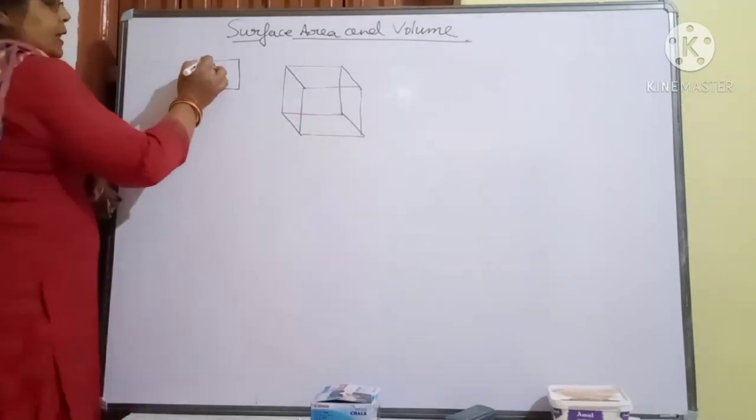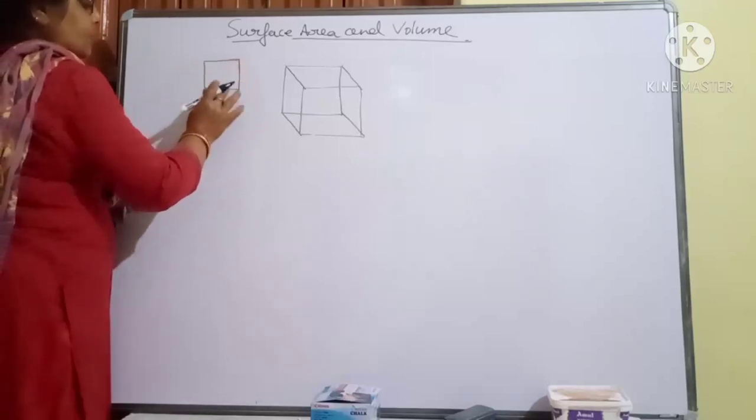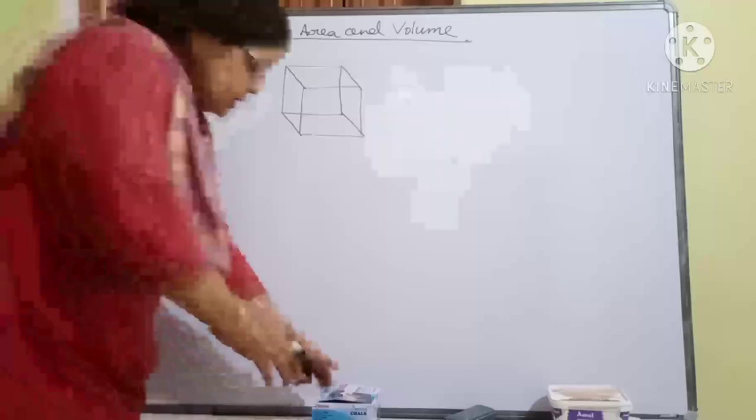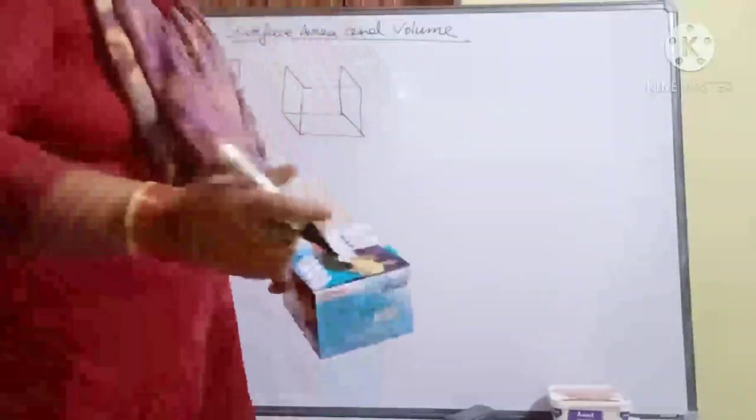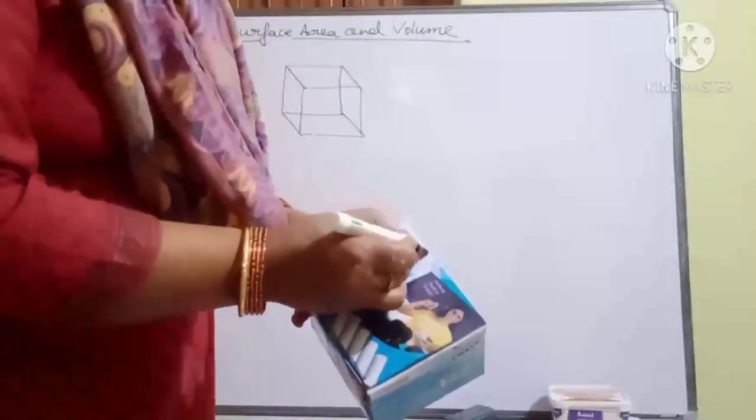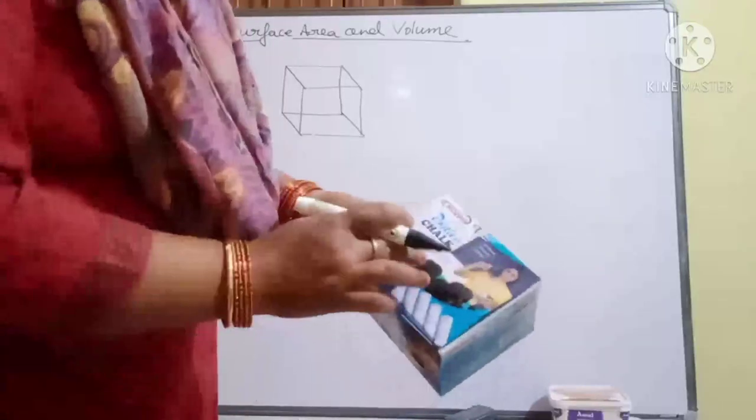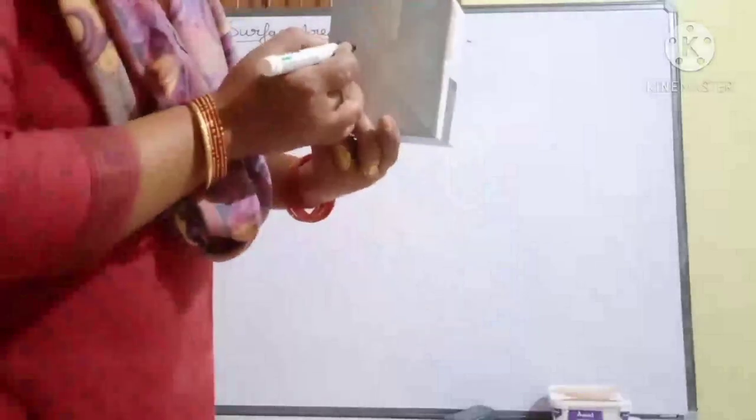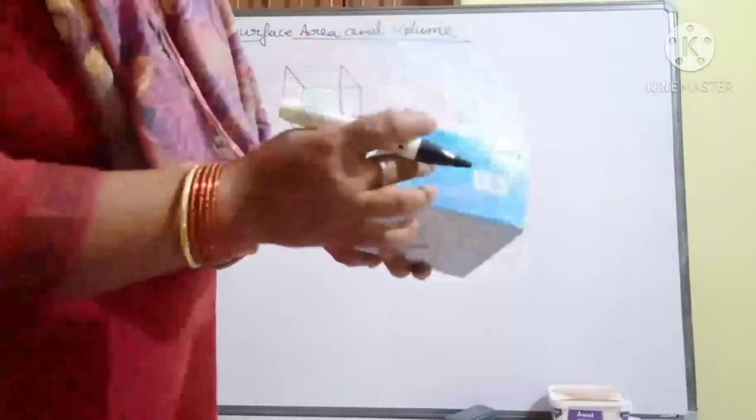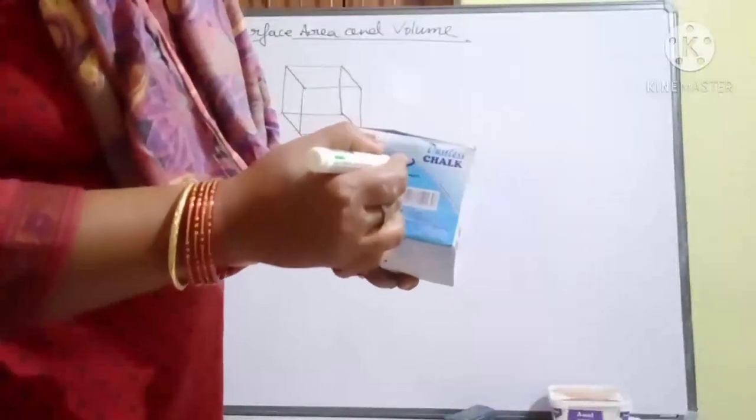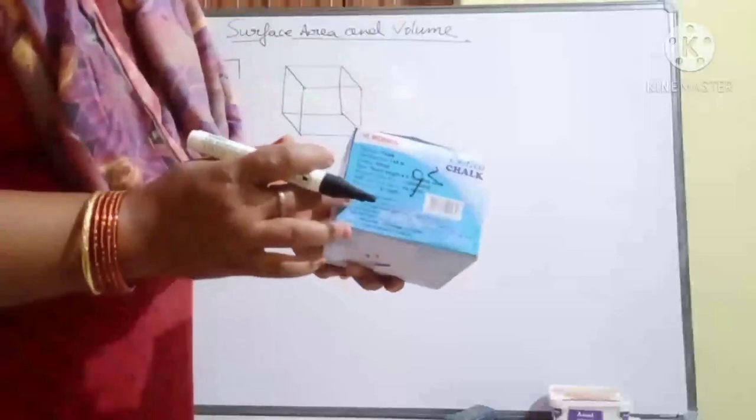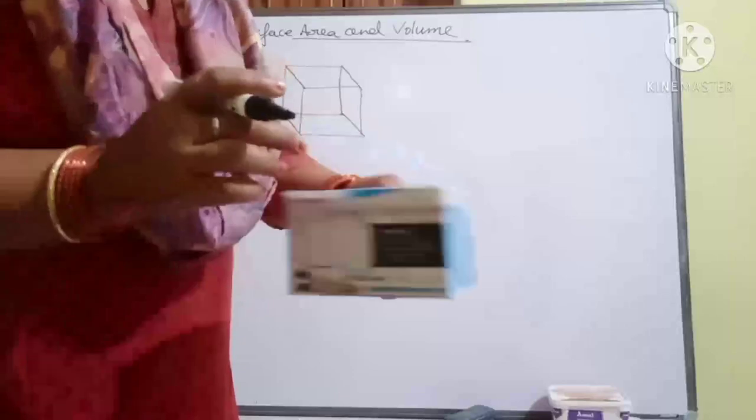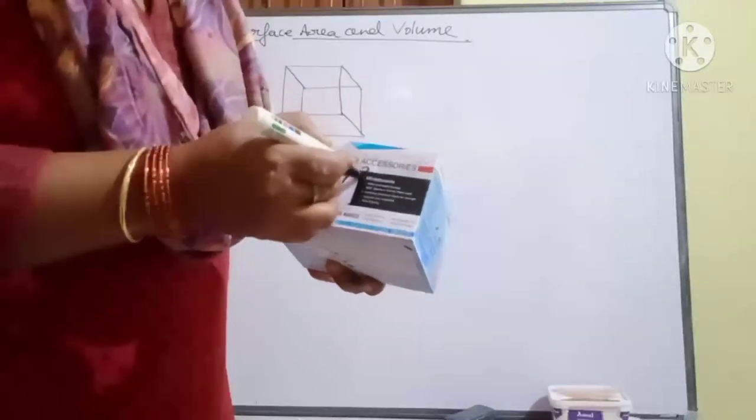What will be the area of one square? Suppose every side is of length A. So what will be the area of this face? A square. The area of this face will also be equal to A square, because all the sides are of the same length. The area of this face will also be A square, beta, and here also A square.